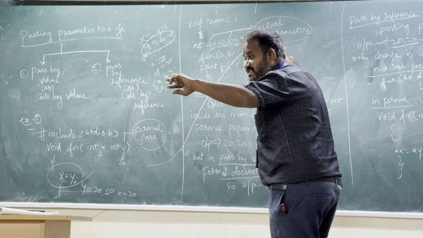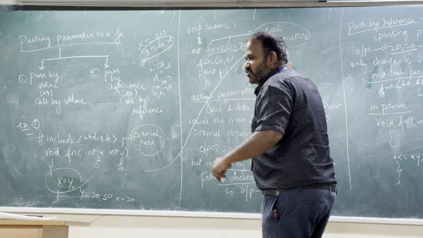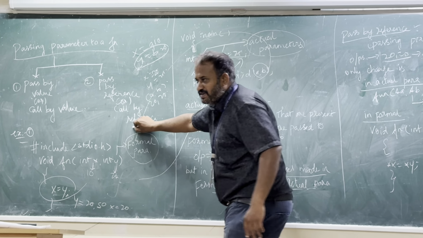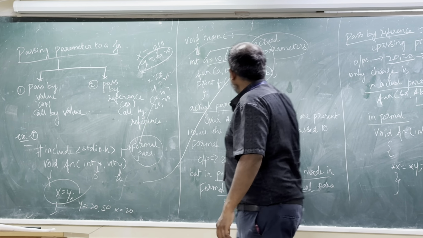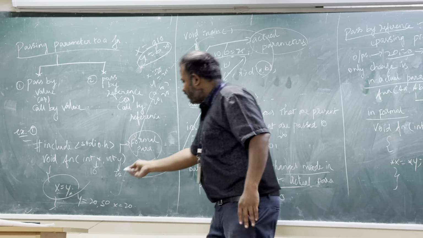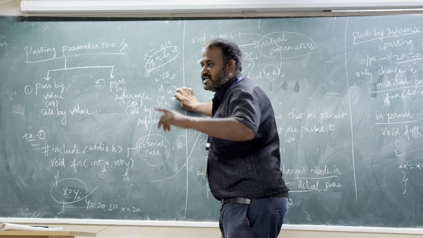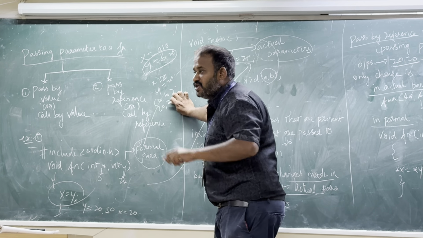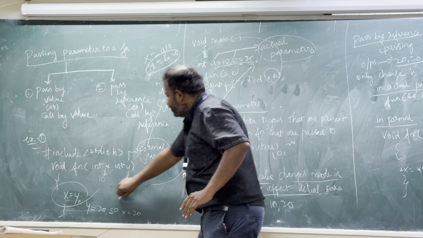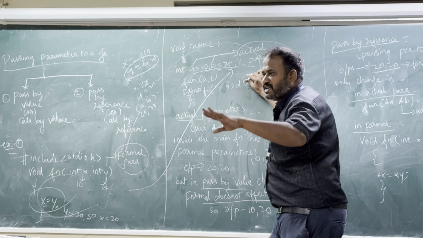Say for example, if this is passed by reference, it's vice versa, it's reverse. Whatever value is passed from the actual parameter to the formal parameter will affect the actual parameter. So what will be your output? 20, 20. That is for call by reference. So call by value is nothing but whatever condition you give here won't affect the original parameter, that is your actual parameter.